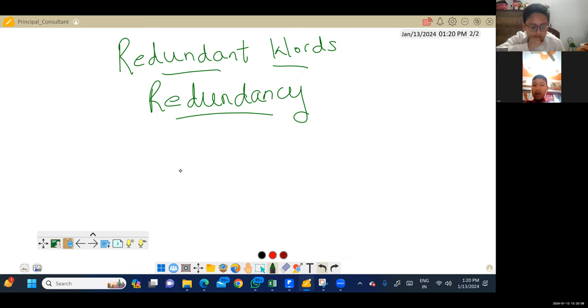The baby boy was born at midnight. That I understand. But how is this redundant? This has not given me the meaning I'm looking for. First, give me the meaning of redundant. What is the redundant meaning? And then give me an example.